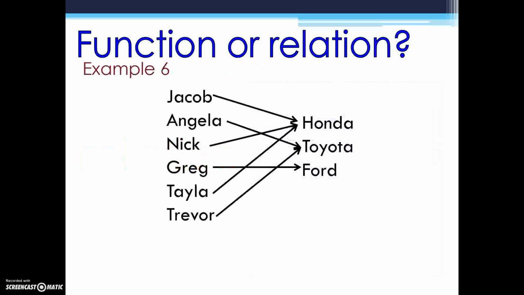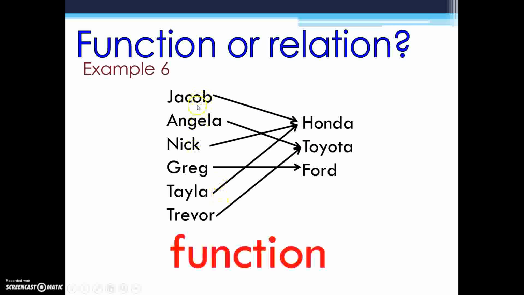All right, if I look here on this example, even though I have 3 people going to Honda and 2 people going to Toyota, or that have Toyotas and have Hondas, it is still a function because each person only has one output. Each of these inputs only has one output. So it doesn't matter if everybody over here had a Honda, it would still be a function because each person only has one type of vehicle, the Honda.